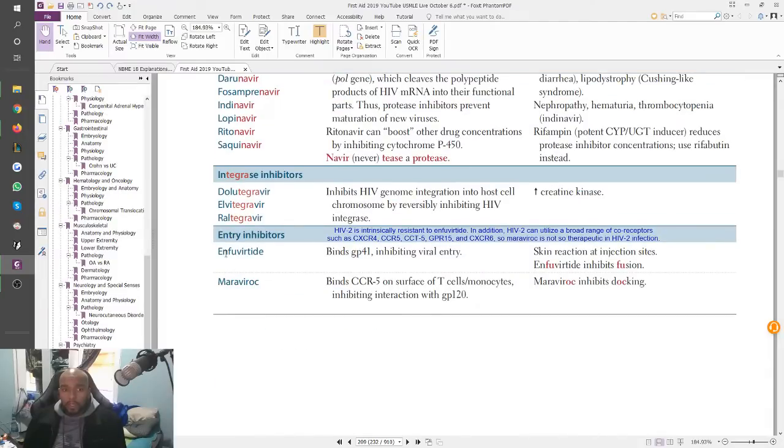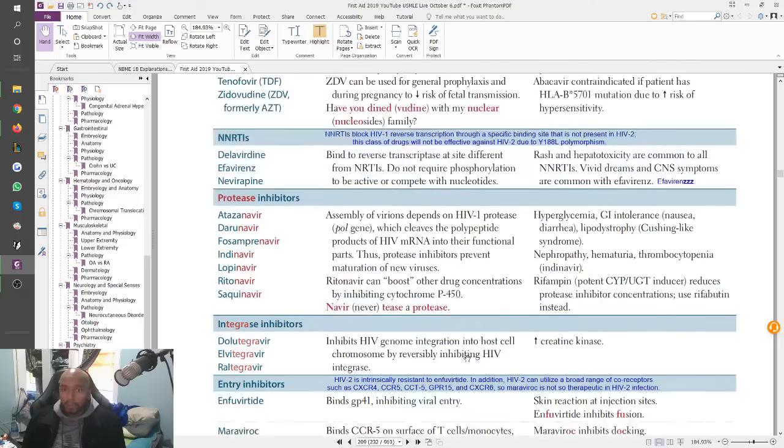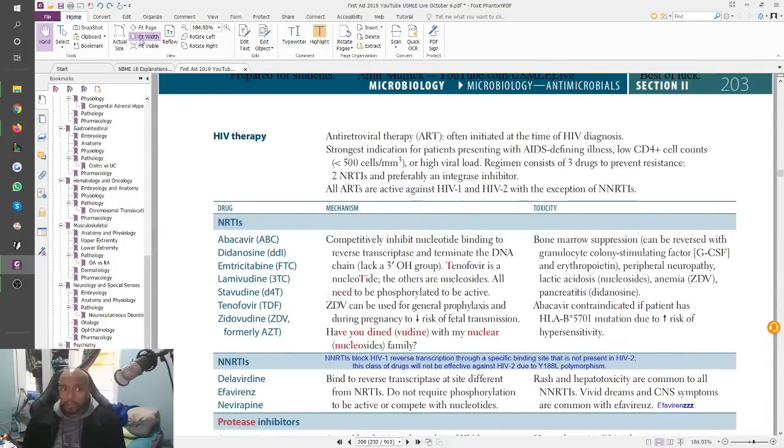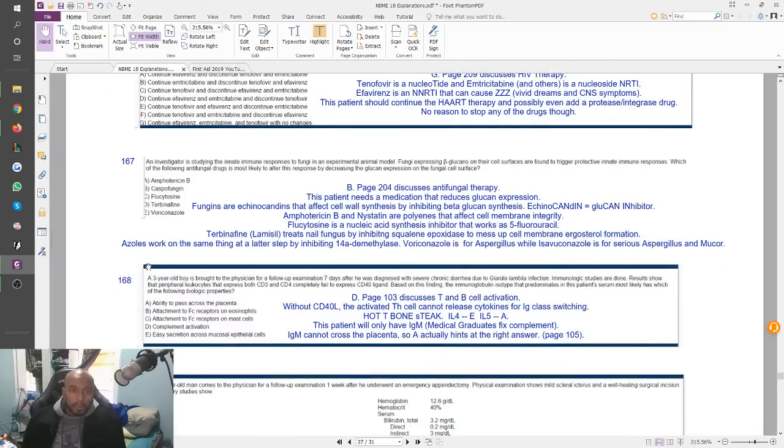Now these are your entry inhibitors, right? Entry inhibitors, enfuvirtide and maraviroc. Enfuvirtide is the one that stops fusion, right? So fusion requires GP41, and maraviroc blocks docking, which requires GP120 docking. That's it. Very easy to memorize these medications. It just takes time. So give the time, invest the time, and you will memorize it. A lot of people hate pharmacology, and I don't blame you at all. But you have to invest time. That's really all it is, and come up with clever things if you can.